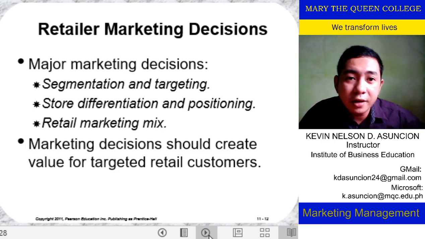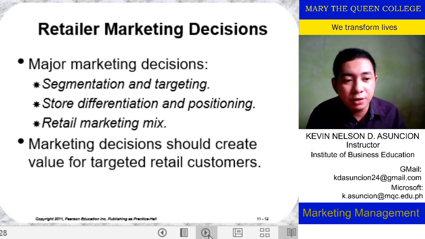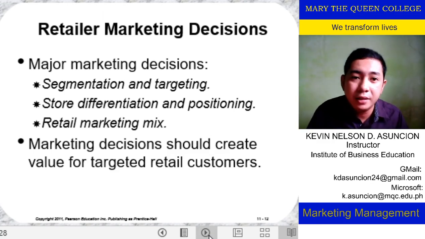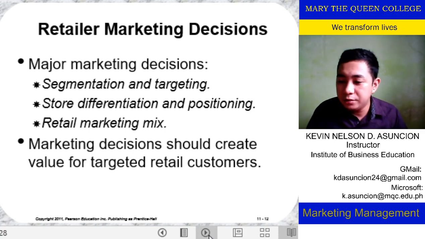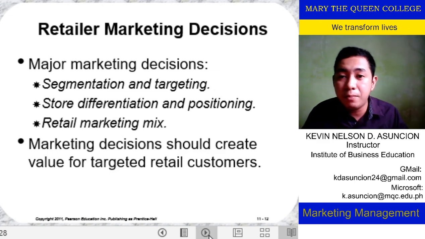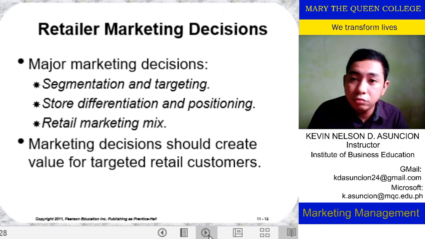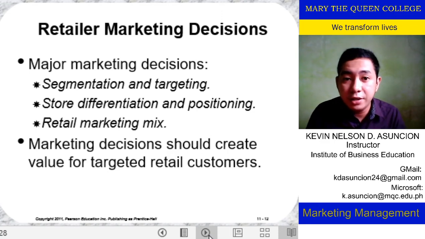So retailer marketing decisions, your decisions are based on these factors. We have the segmentation and targeting. Who are your targets? So if your targets are at the geographic location and also the economic segment, no, so kung nasa class D iyan, you'll be thinking of how it will be distributed. Of course, your company resources might be an issue there. So will you put up a retail outlet, or you allow voluntary organizations or voluntary retailers to distribute your products. Now then, your store differentiation and positioning.